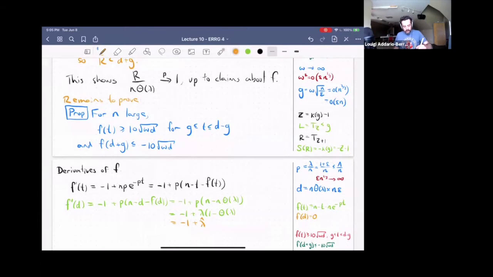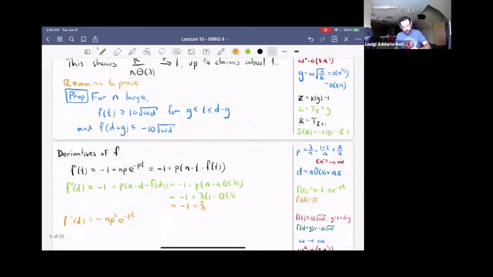Now for the second derivative, I just have that this is minus np squared e to the minus pt. In particular it's negative, so f is concave. I also have an absolute lower bound on this because p is at most a over n, and e to the minus pt is at most 1, so I can bound this from below by minus a squared over n.